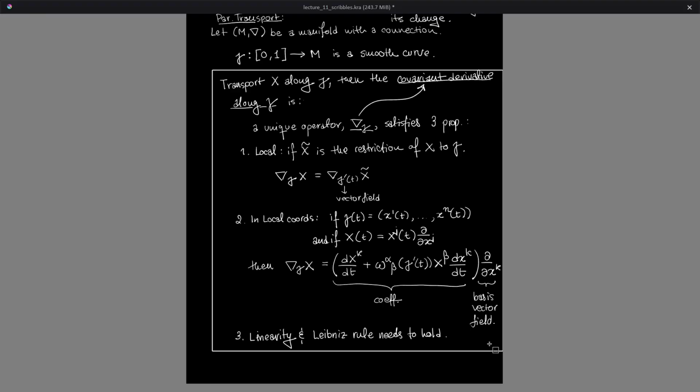So now the overall thing that we wanted to define is parallel transport. How do we define parallel transport? It's quite simple at this point. So we still have M and nabla. That's our manifold with a connection on it. It doesn't need to be Riemannian, it just needs to have a connection defined. And we also have our curve, which is a smooth curve from 0 to 1 to M.